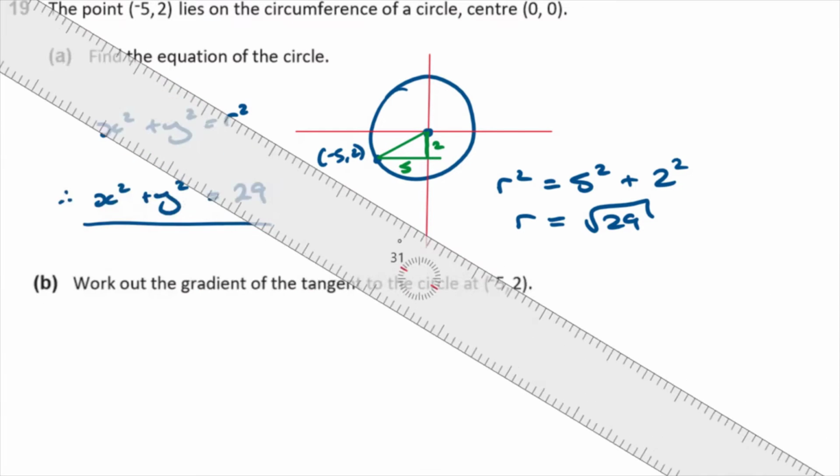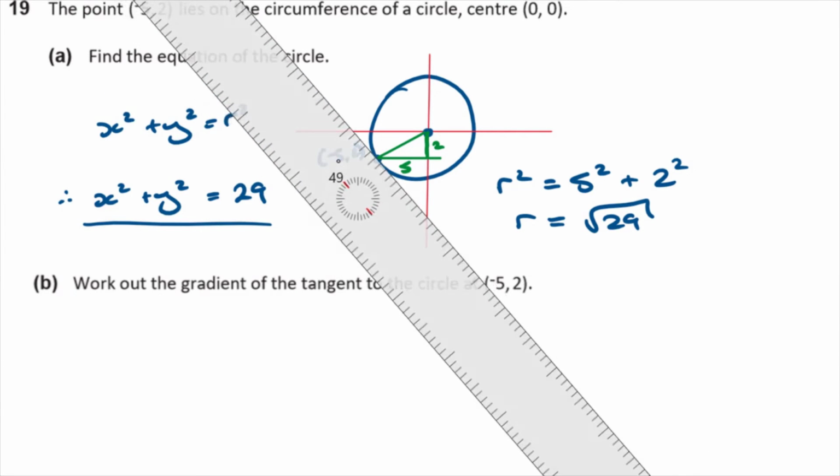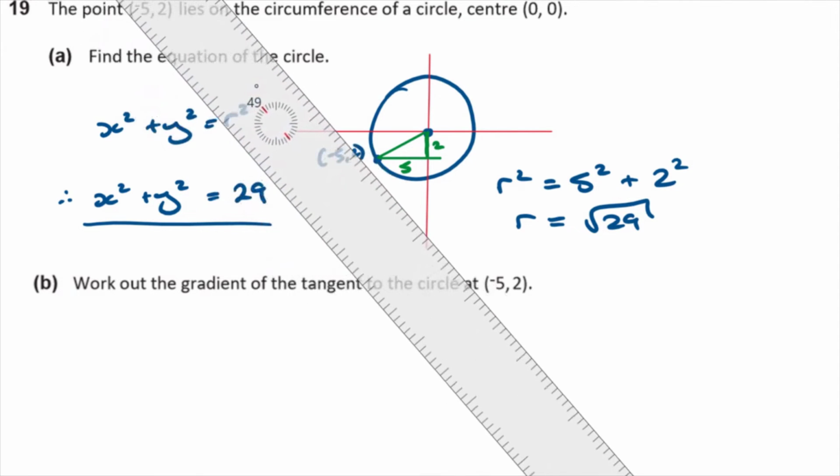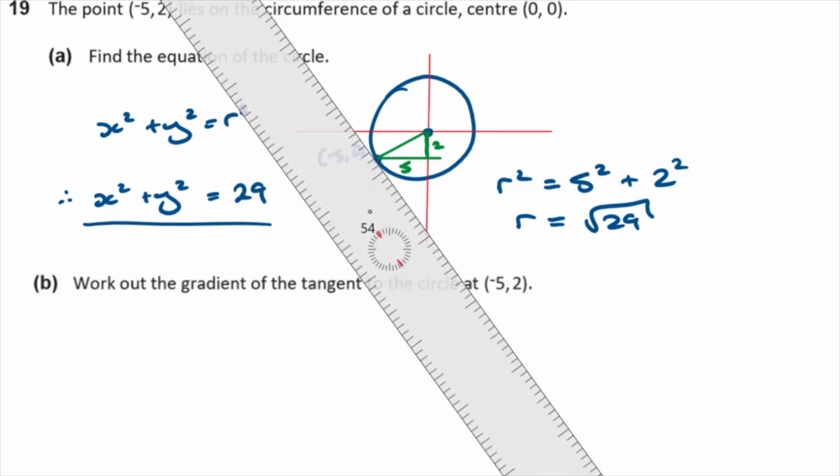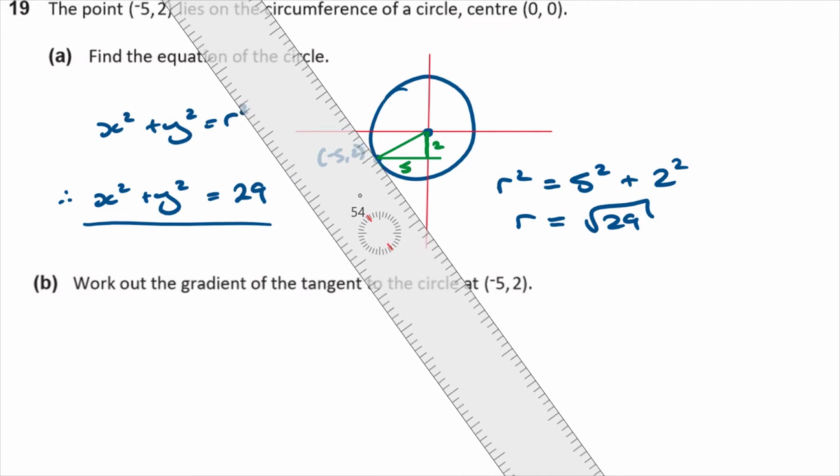So a tangent to the circle is a line just touching the circle at that point. So the gradient at minus 5, 2 would be this line here, wouldn't it? Okay, let's pick another colour. I choose purple. Oh no, it didn't draw. Let's try that again.